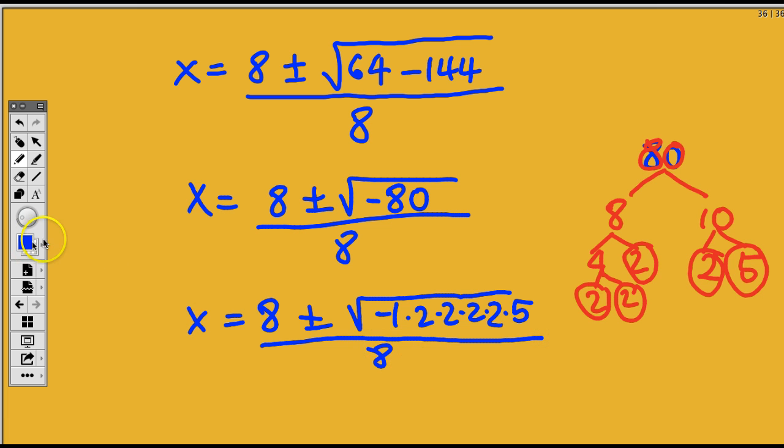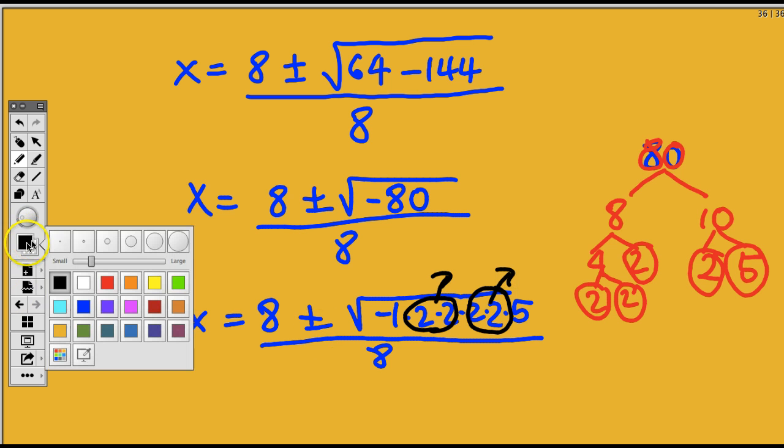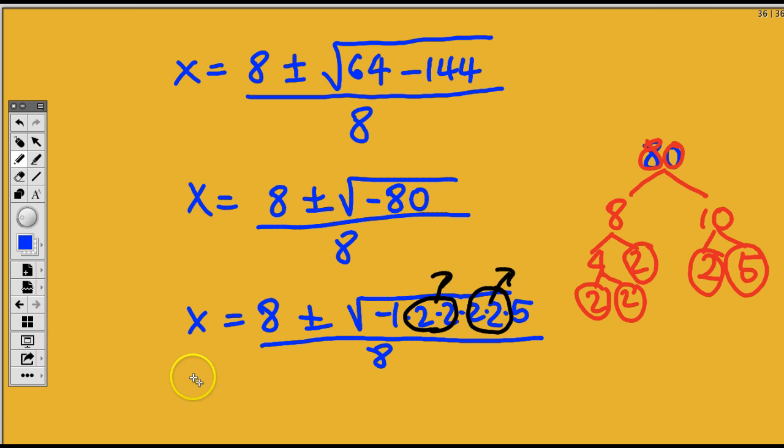Okay, so now we know who gets to escape the Sleeping Beauty's castle. These two get to escape as 1. These two get to escape as 1. Okay? So then x equals 8 plus or minus. Okay, so the square root of negative 1 is an i. And we'll talk about that more after the test tomorrow. But right now, just know this.